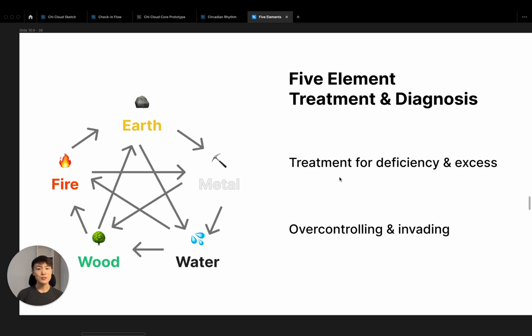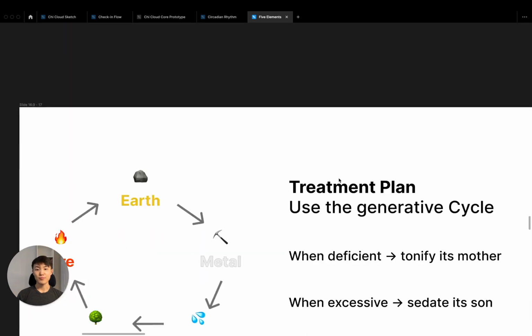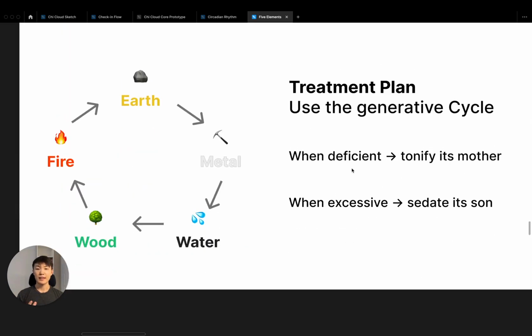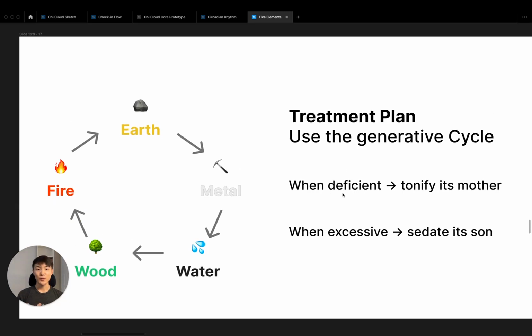So first, let's go over treatment. The natural treatment plan is when there's a deficiency, you want to tonify its mother, and when there's an excess, you want to sedate its son. So the treatment plan uses the generation cycle. We know that wood generates fire, fire generates earth, and so on. And so when something is deficient, you want to tonify its mother so that the deficiency of the son can be treated by strengthening the mother.